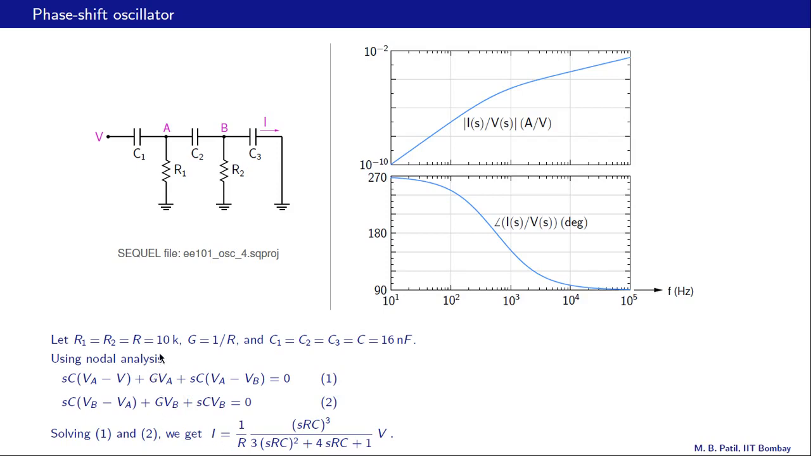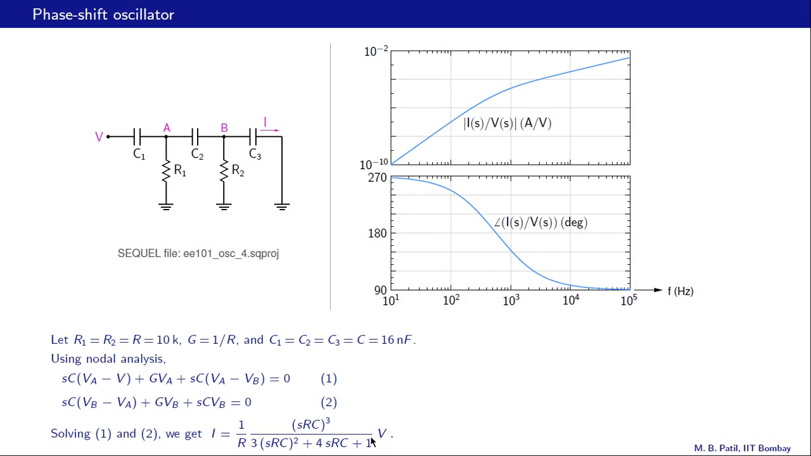And these are computed with these specific numbers here, R equal to 10K and C equal to 16 nanofarads. So this is the frequency axis, frequency in Hertz. This is the magnitude of I by V, and this is the angle of I by V. Let us look at the angle plot. At low frequencies, the angle approaches 270 degrees, and at high frequencies, the angle approaches 90 degrees. And that should be also obvious from this expression here.